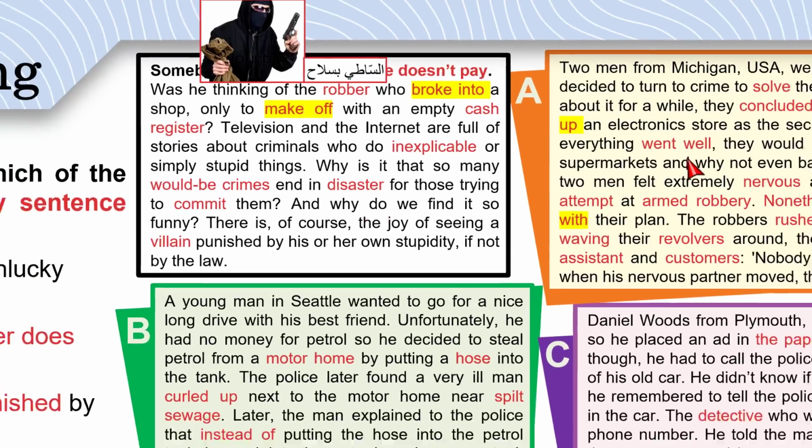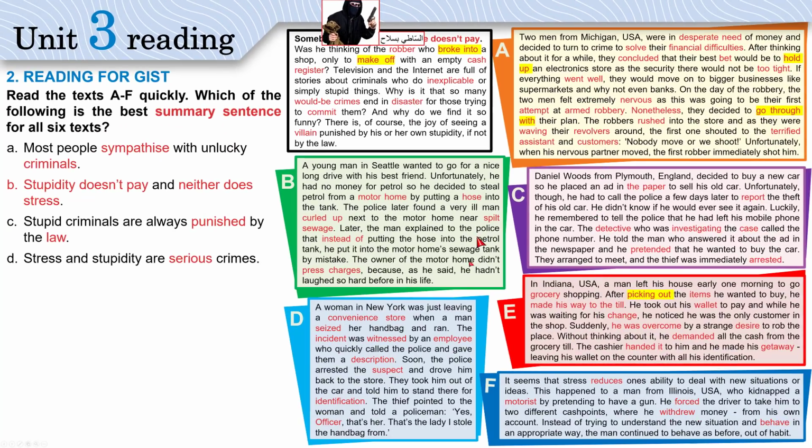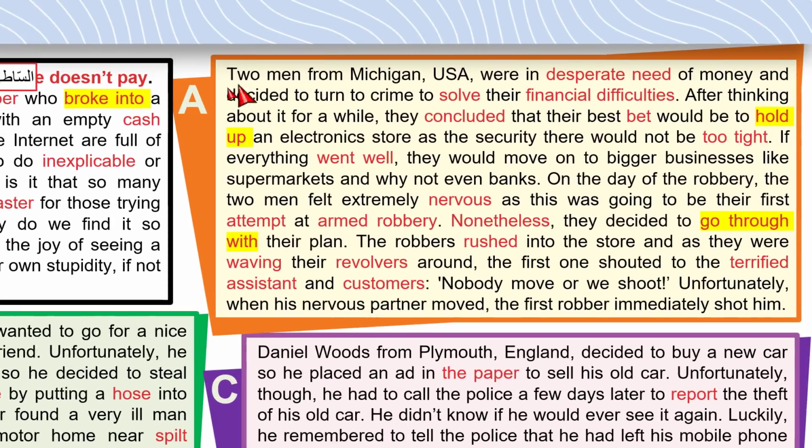6 stories about stupid criminals. A. Two men from Michigan, USA. Michigan is a state in the United States of America, were in desperate need of money. They needed money a lot and decided to turn to crime to solve their financial difficulties, to end their money problems.